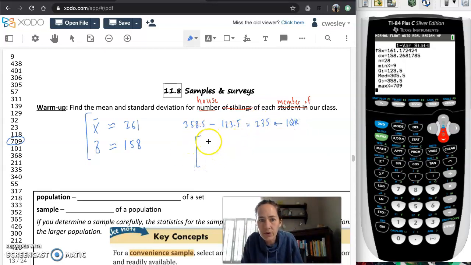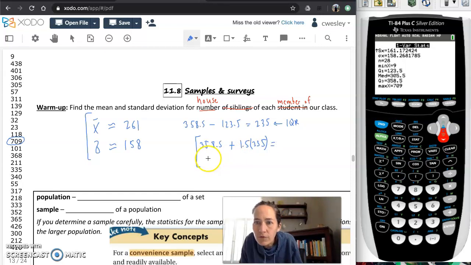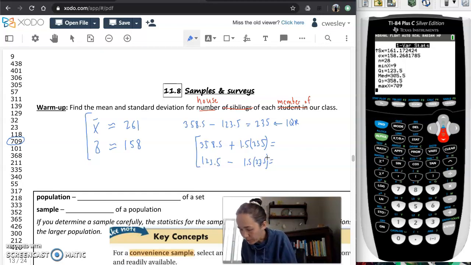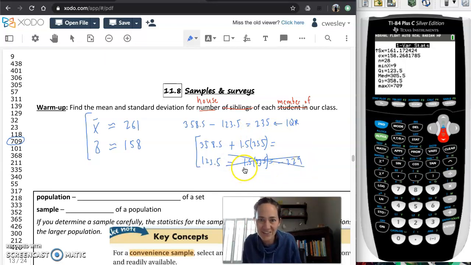You've got a high and a low cutoff. So Q3 plus 1.5 times IQR is your high cutoff: 358.5 plus 1.5 times 235. And the low cutoff is going to be 123.5 minus 1.5 times 235. Low cutoff first. 123.5 minus 1.5 times 235. So the low cutoff is negative 229. Anything below that? I don't know anybody that has a negative house number.